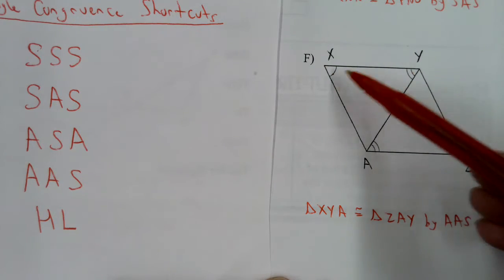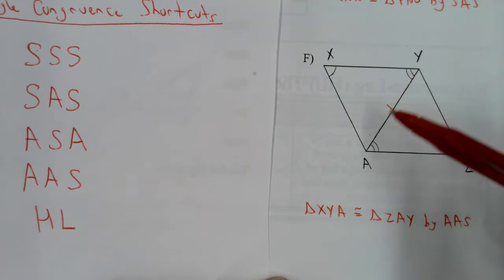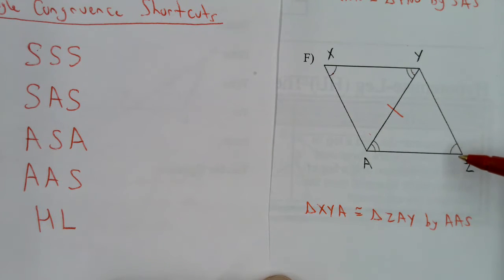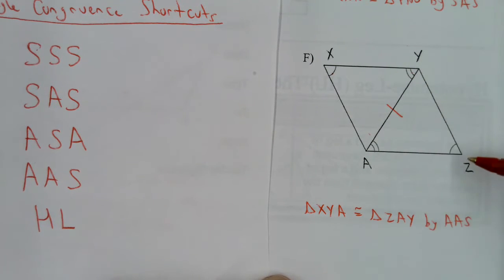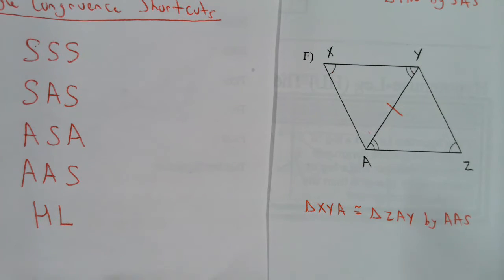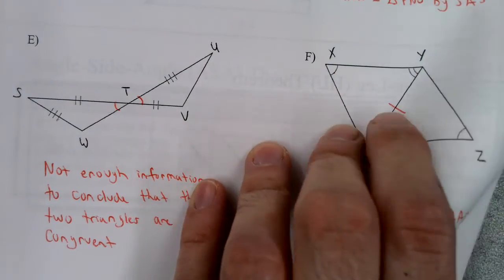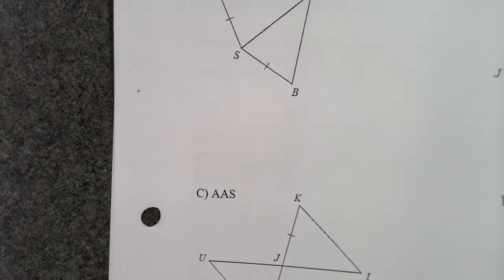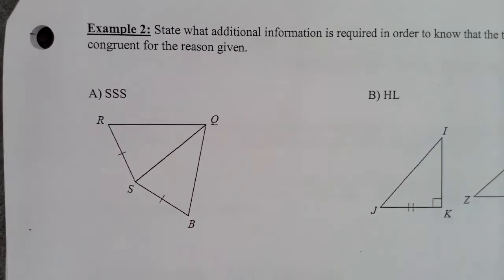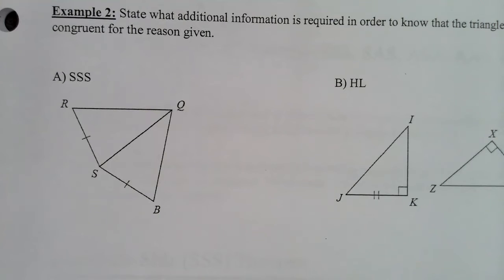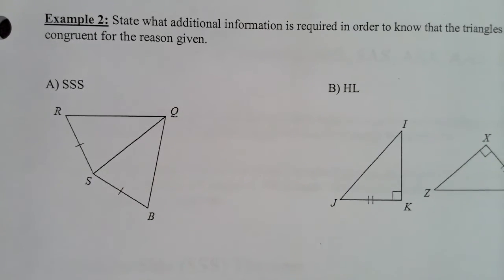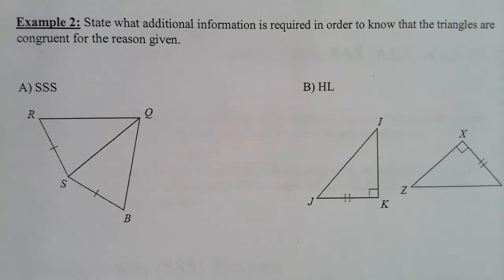I'll say triangle XYA, one arc, two arcs, no arcs, is congruent to triangle ZAY, one arc, two arcs, no arcs. And that's by angle, angle, side. Okay, last problem, example 2. State what additional information is required in order to know that the triangles are congruent for the given reason.